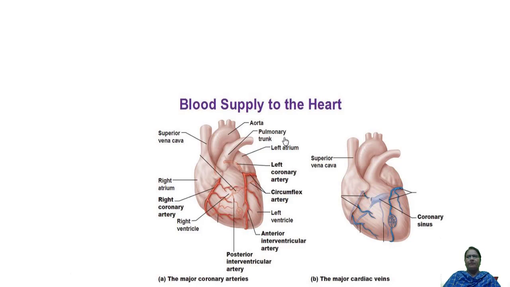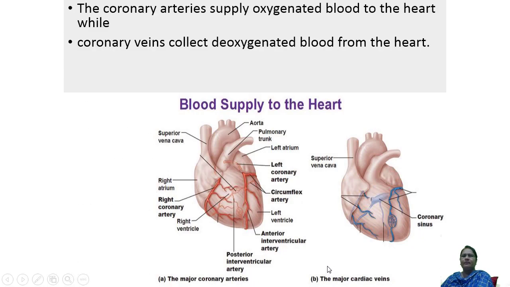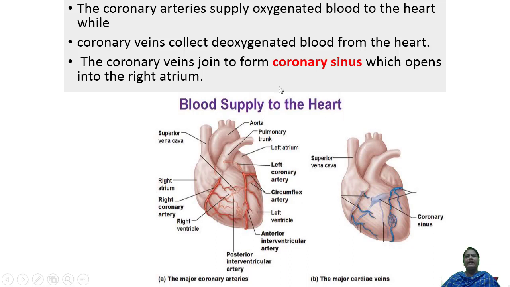Now blood supply to the heart. You can see here in this slide red color and the blue color. Now in this figure, first one shows the major coronary arteries, and the next figure shows the major cardiac veins. The major coronary arteries supply oxygenated blood to the heart, while the coronary veins collect the deoxygenated blood from the heart. The coronary veins join to form the coronary sinus, which opens into the right atrium.